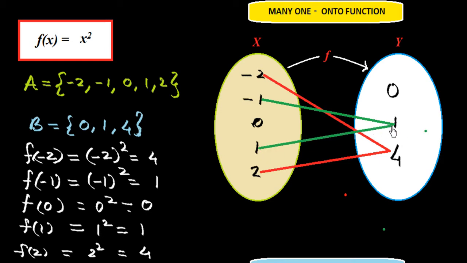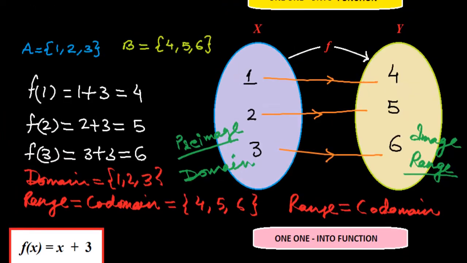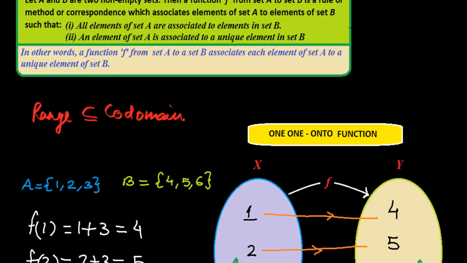One we are getting 1, and with this 0 we are getting 0. So here we see, as per the definition of the function, all the elements of set A are associated to the elements inside B. An element of set A is associated to a unique element in set B.